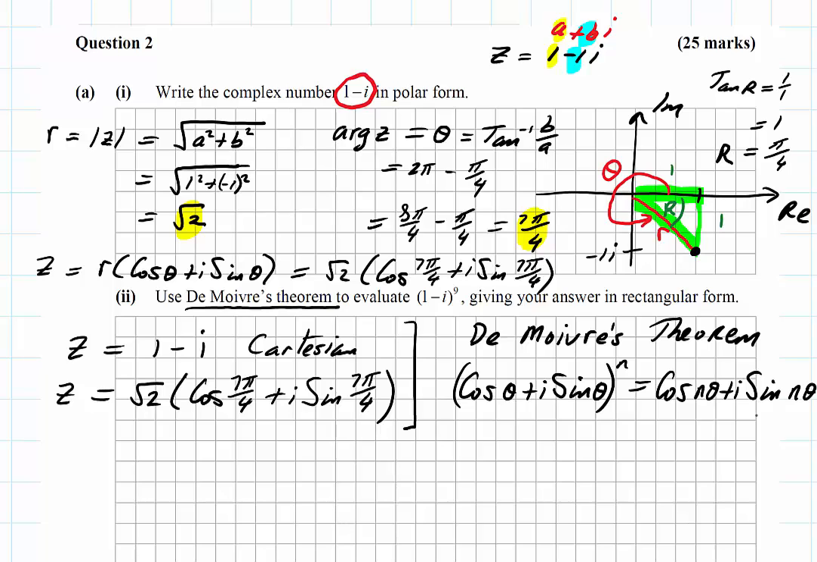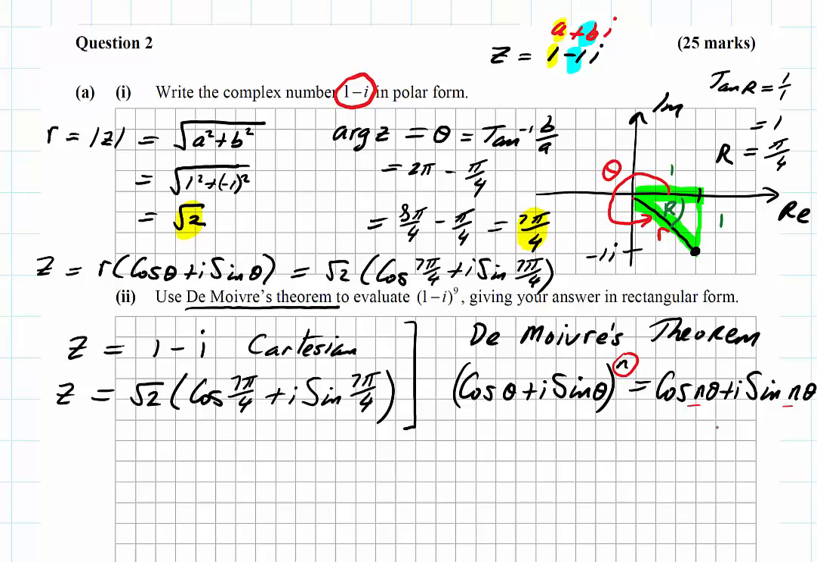Hopefully you can see the power in this theorem, because it means that when you've got a power that's annoying us, like this n here, and that's hard to work out, say a very high power like 10 or 20, well, we can almost magically get rid of the power by having it come down in front of the angle like that, and we no longer have this problem of working out a power.